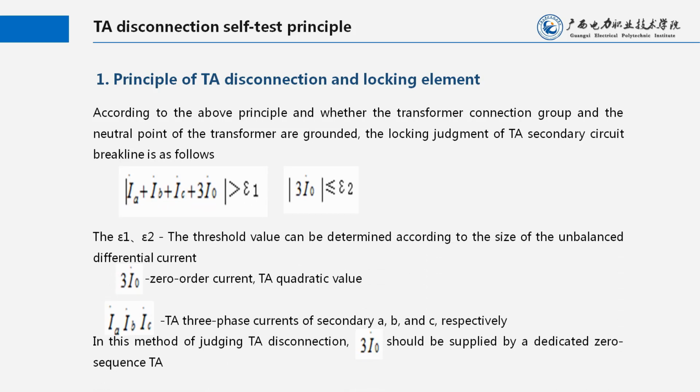The epsilon 1 and epsilon 2 threshold values can be determined according to the size of the unbalanced differential current. Vector 3I0 is the zero sequence current, TA secondary value. IA, IB and IC are the TA three-phase secondary currents, respectively. In this method of judging TA disconnection, vector 3I0 should be supplied by a dedicated zero sequence TA.